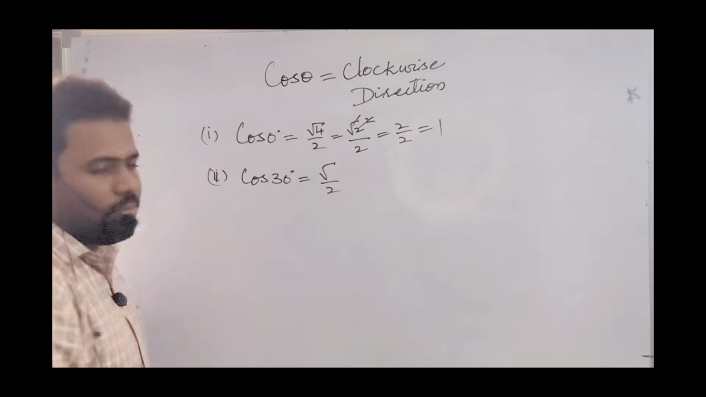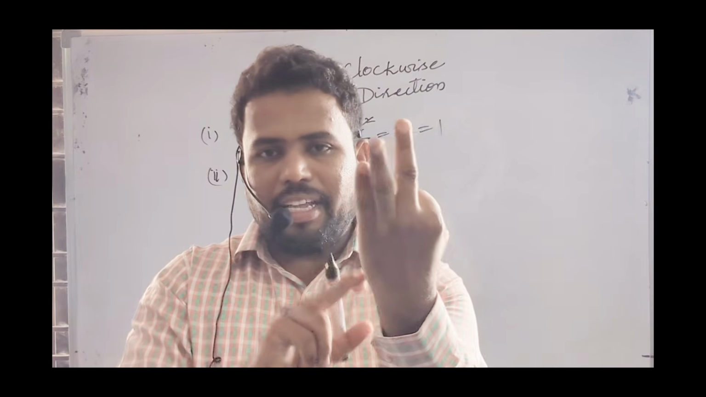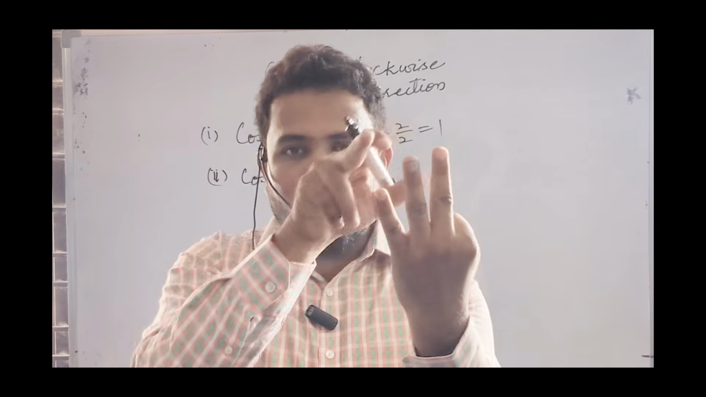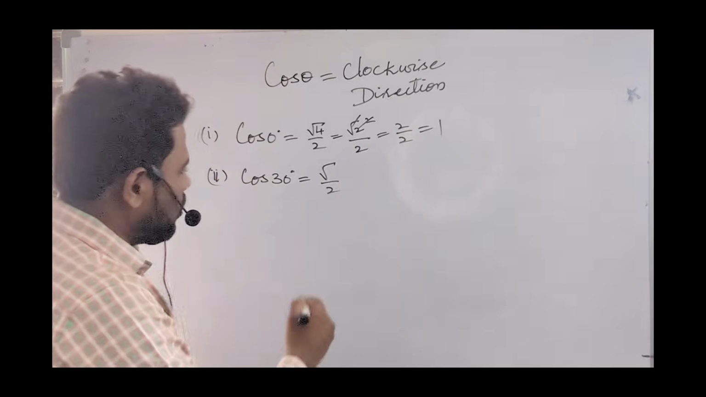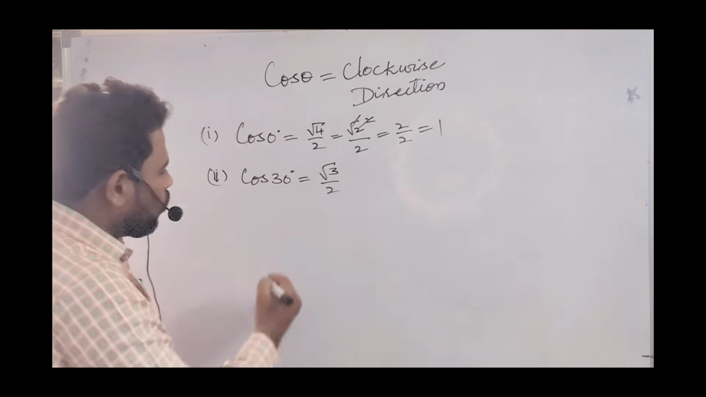Now, the second value is cos 30 degree. Again, root by 2. 30. 0, 30. 30 is here. How many fingers are left? If you count clockwise, 3 fingers. So this is 3. So cos 30 degree value is root 3 by 2.